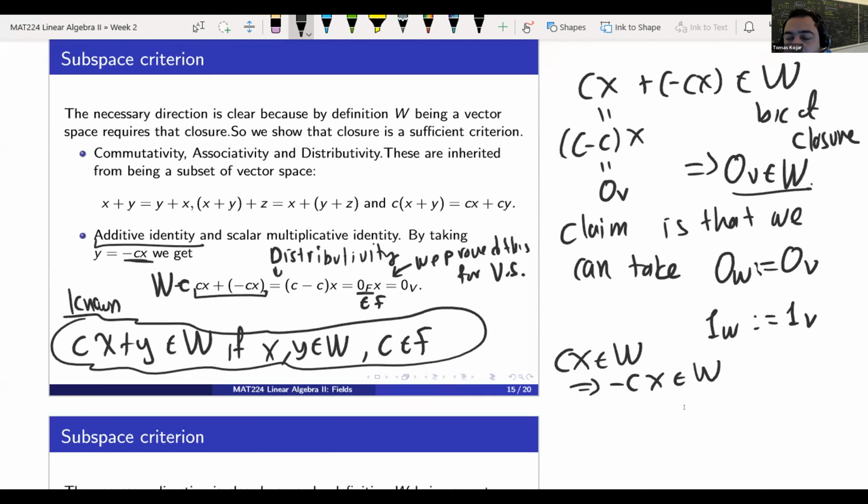Does claim mean assume or no? Yeah, both, same thing. So we can assume it. This is the assumption: we assume that W has closure, it's closed under addition and scalar multiplication. And we're showing that this is a sufficient criterion to get all the other axioms.